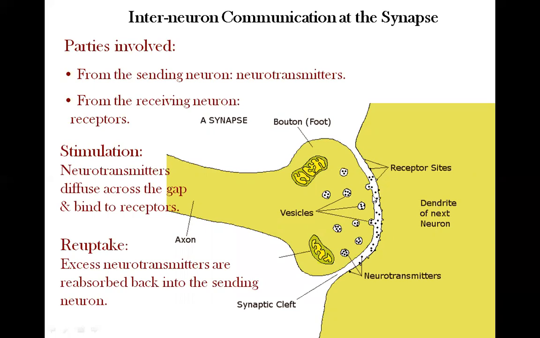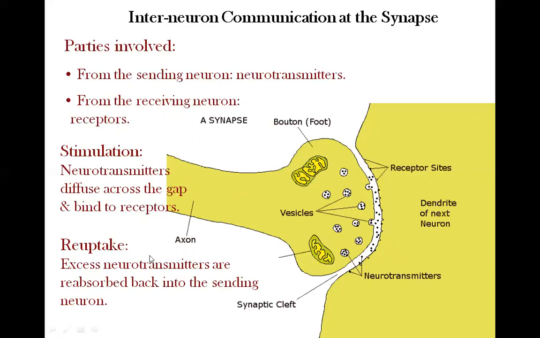Three factors determine how strongly the first neuron stimulates the second neuron. Number 1, the number of transmitters released by the sending neuron, the neuron sending the information. If the first neuron releases a flood of neurotransmitters, then the second neuron receives a strong stimulation. Number 2, the receptors. If you have more receptor sites on the dendrites of the receiving neuron, the message or the stimulation is going to be stronger.